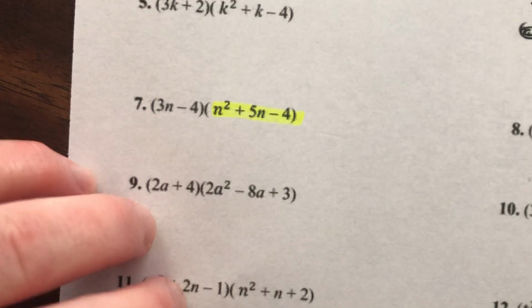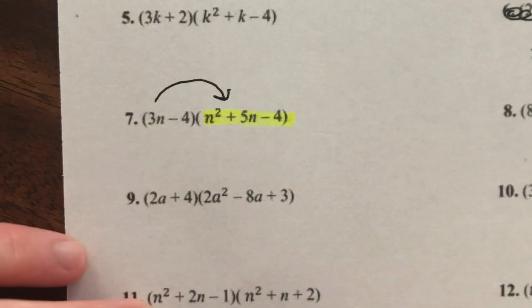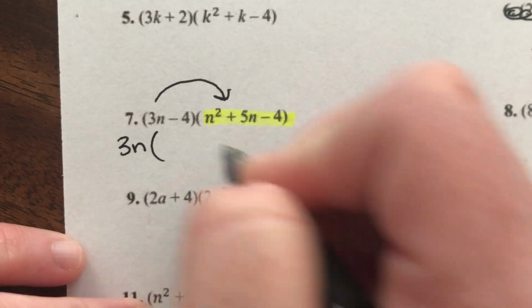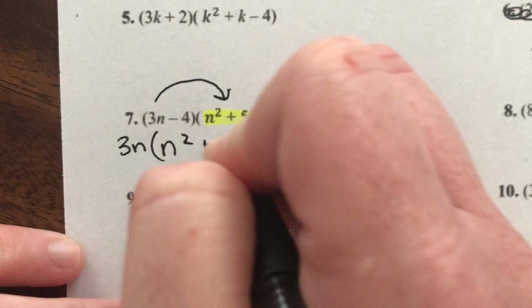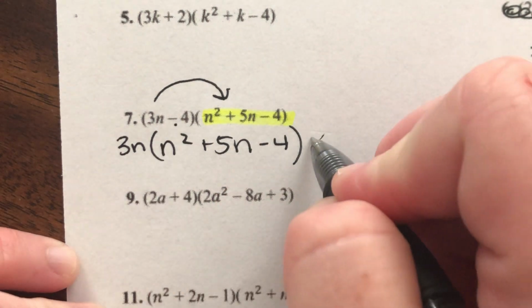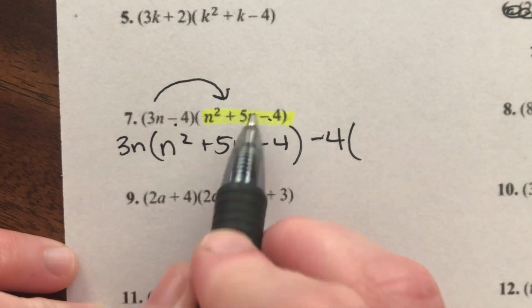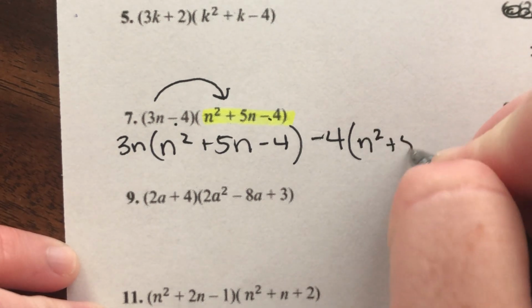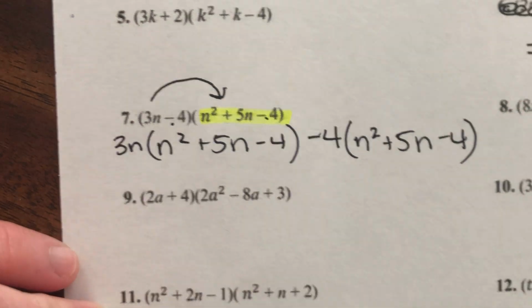Okay, 2 more, 7. Same thing here. I'm going to multiply 3n times this whole thing. So 3n times n squared plus 5n minus 4. And then I've got this minus 4 times this whole thing, n squared plus 5n minus 4.